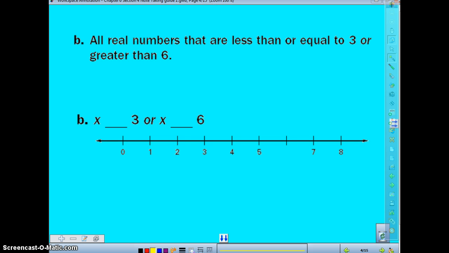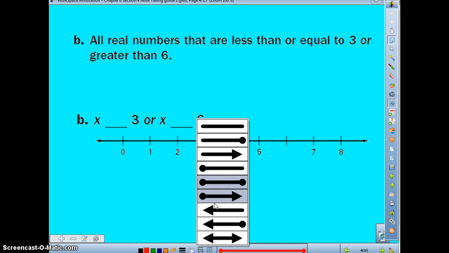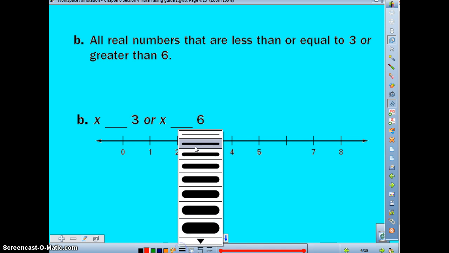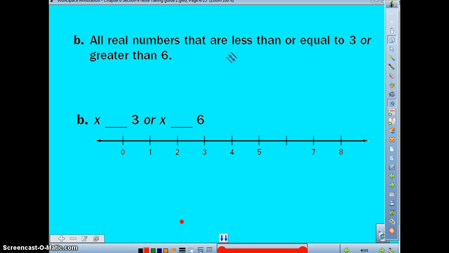Going on to example B. All real numbers that are less than or equal to 3 or greater than 6. Okay? So, less than or equal to 3 or greater than 6. So x is less than or equal to 3 or greater than 6. So that's our statement right there.